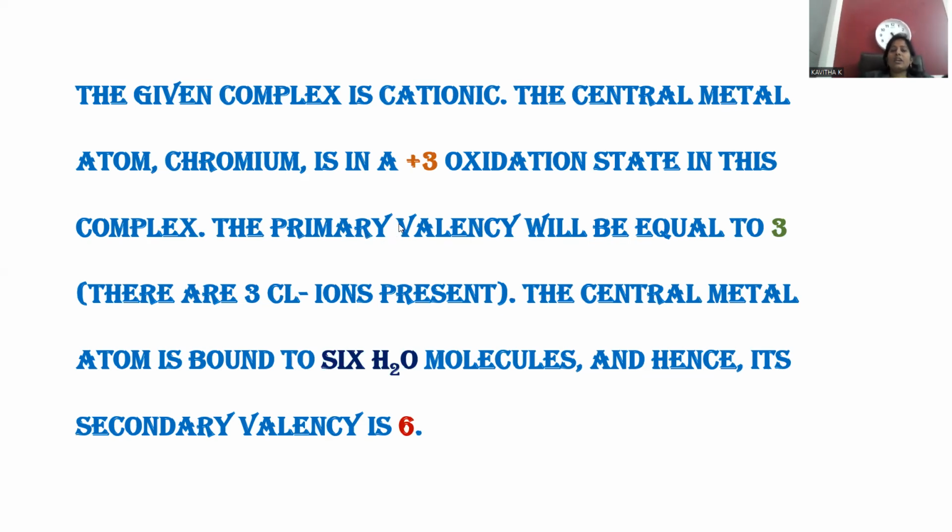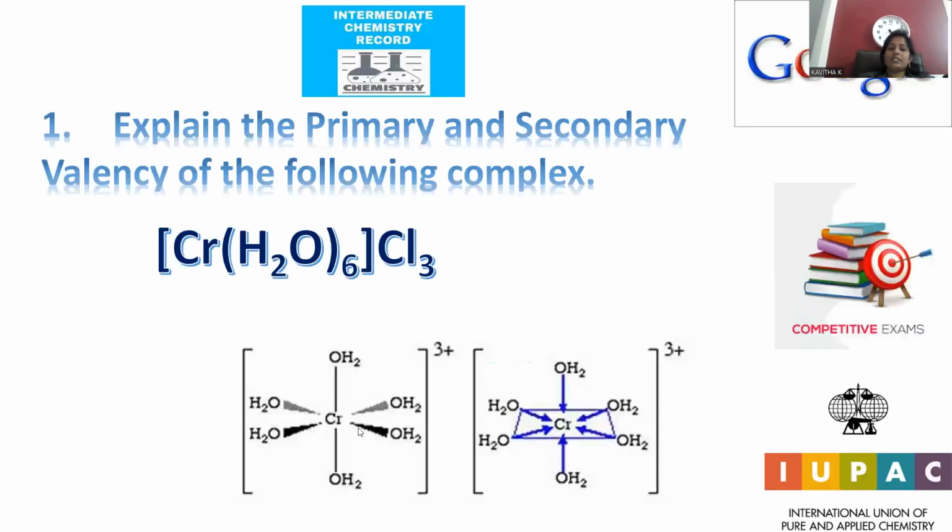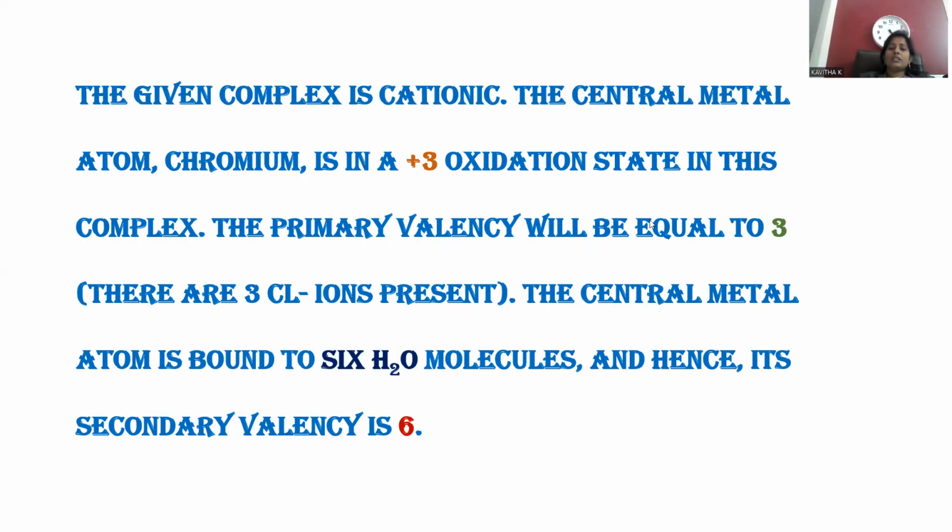Whatever charge is acquired due to the ionizable ligands corresponds to the primary valency. Hence, we can say the primary valency of any central metal in the coordination complex is equal to its oxidation state around that central metal. The oxidation state corresponds to these ions which are present over here, right? So this is a +3 oxidation state around the central chromium, so its primary valency is 3 itself.